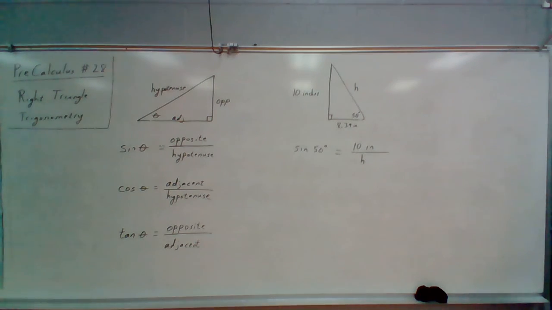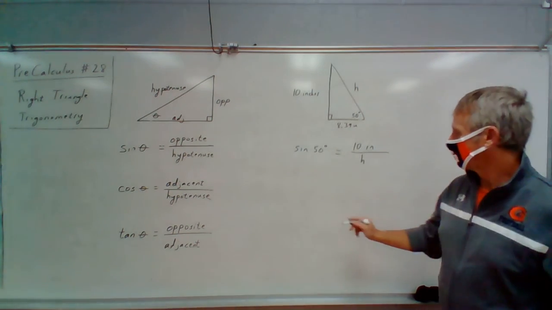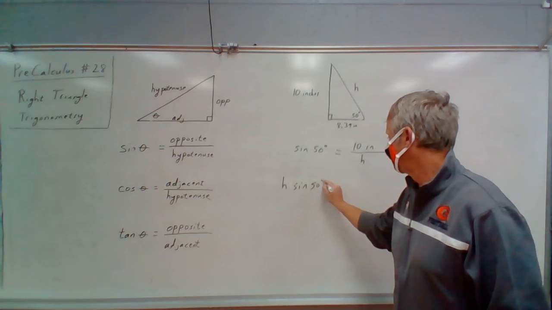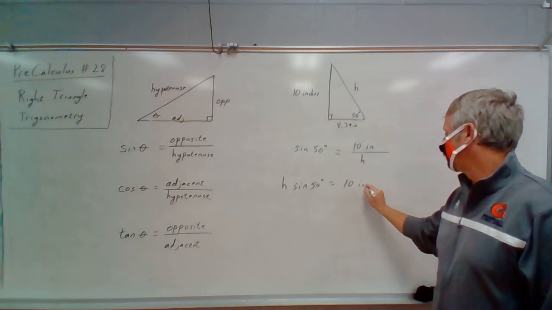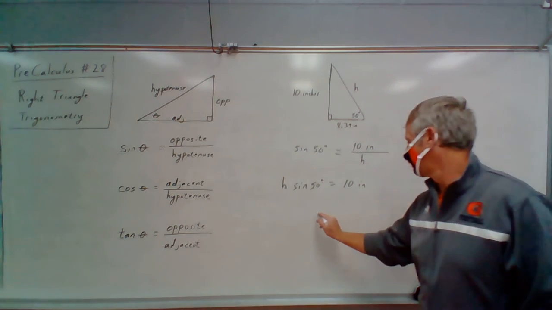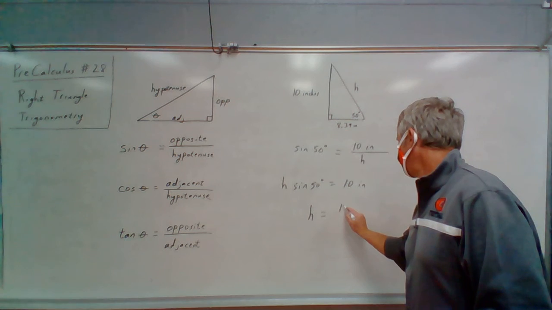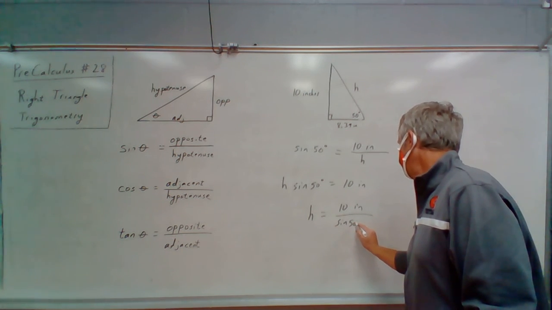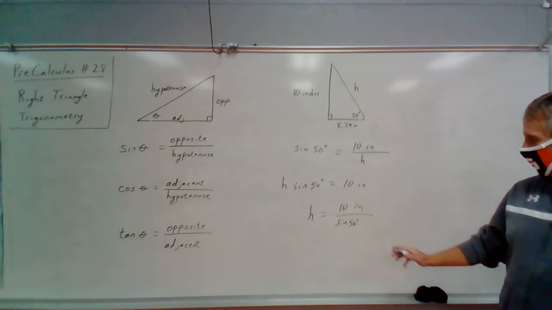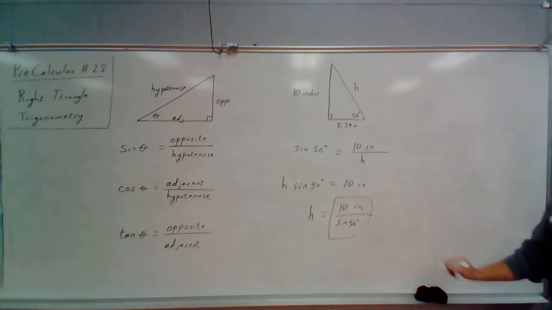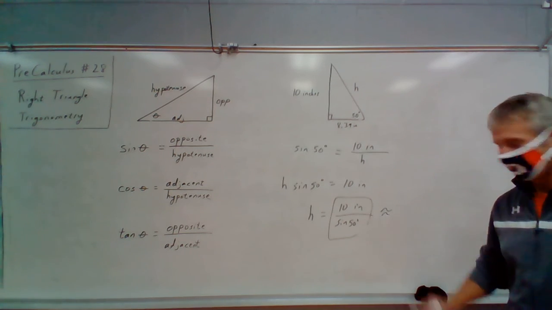All right, let's solve that equation for h. I'm going to multiply both sides by h and get h sine 50 degrees is equal to 10 inches. Now divide both sides by the sine of 50 degrees, and I get h equals 10 inches over the sine of 50 degrees. Okay, so this would be the exact answer for the length of that side. But let's find an approximation to it.